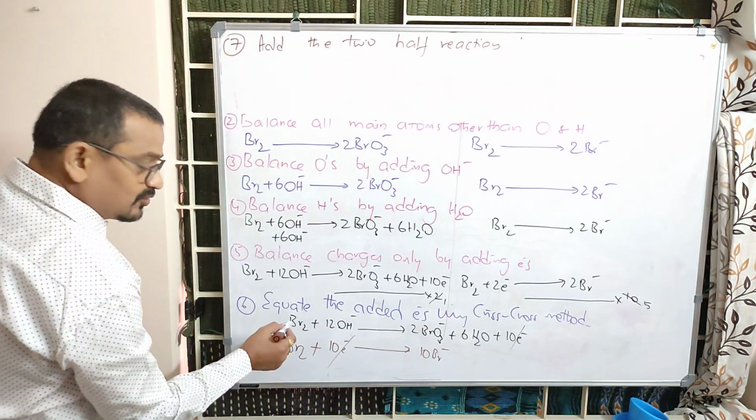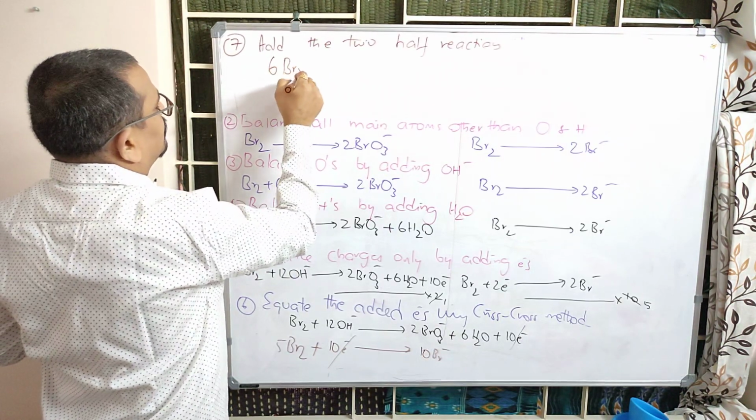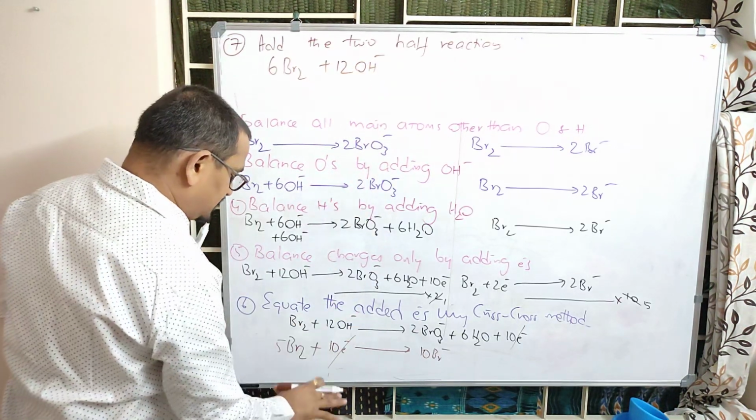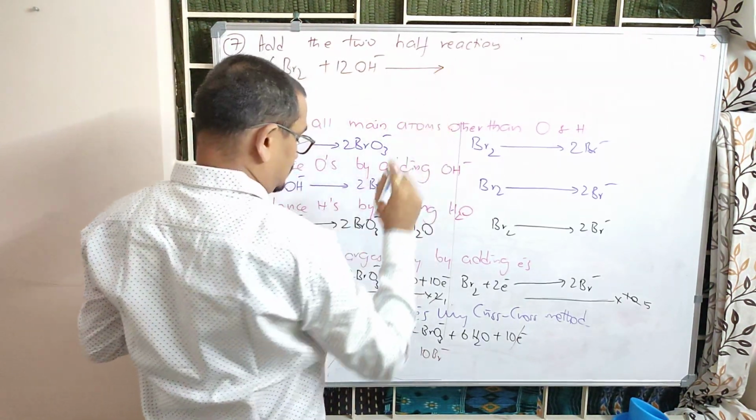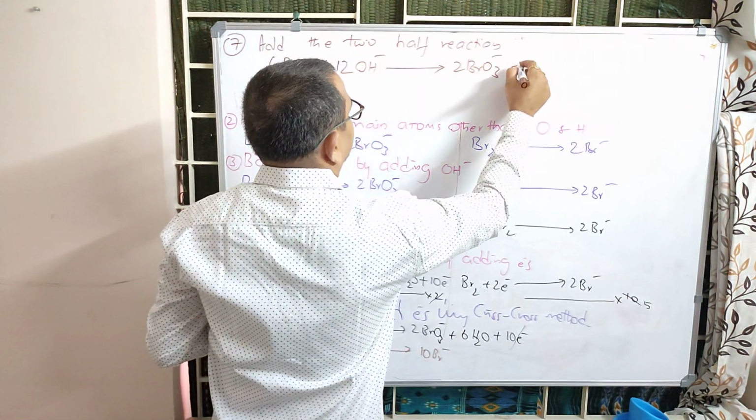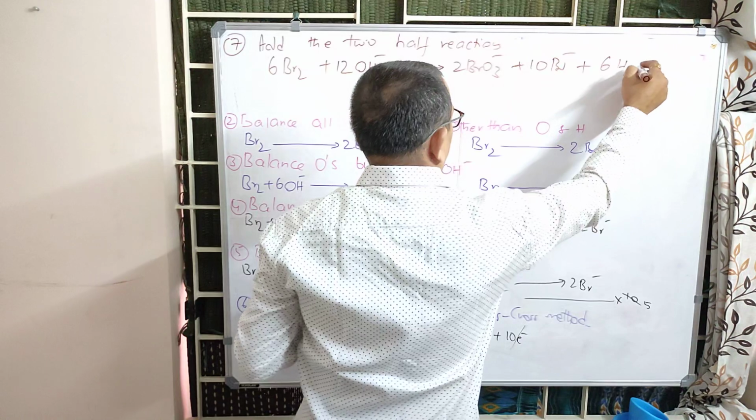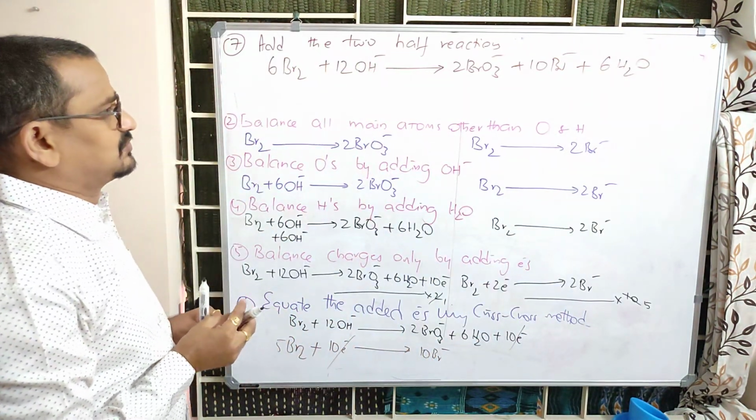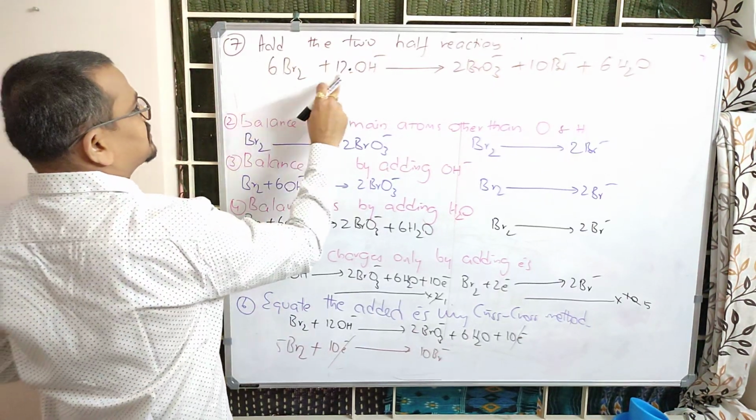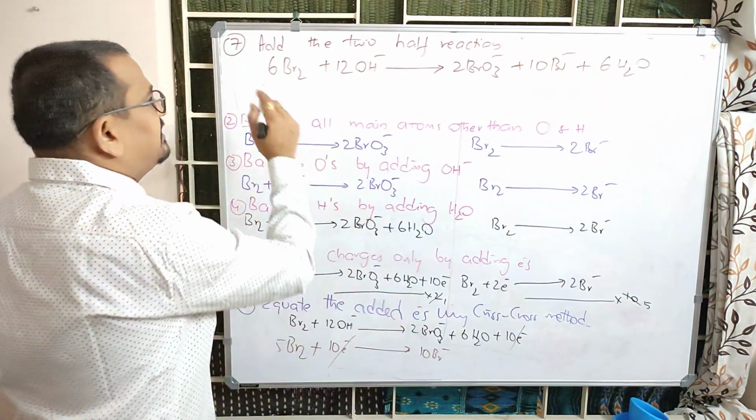Now add them. 5Br2 plus 1Br2, it is 6Br2 plus 12 OH minus reactants are added, gives rise to 2 BrO3 minus plus 10 Br minus plus 6 H2O, right? Now you see all the coefficients you can notice 6, 12, 2, 10, 6. They are all divisible by 2, right? Divide them with 2.